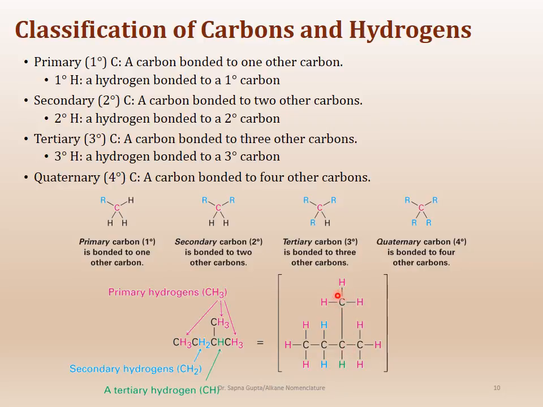When you're looking at this one carbon, just focus on that, okay, and see what it is connected to. And then, of course, the corresponding hydrogens. All the pink ones are the primary because those are the primary carbons, and the blue ones are the secondary because this is a secondary carbon. This is a tertiary hydrogen.